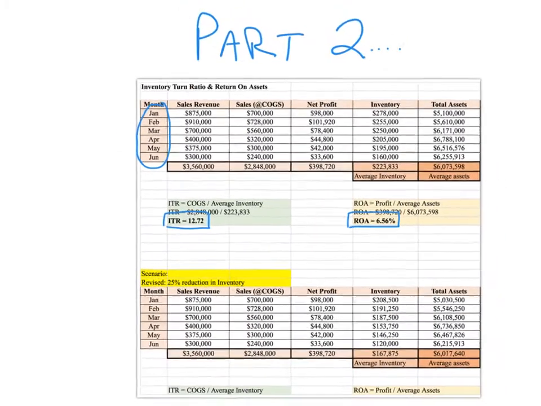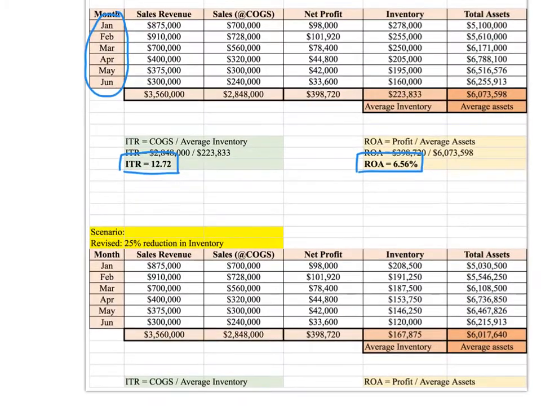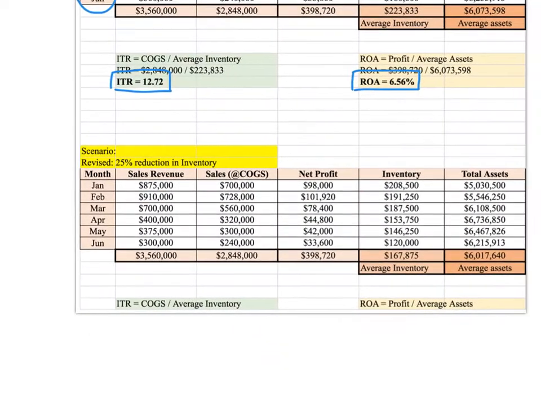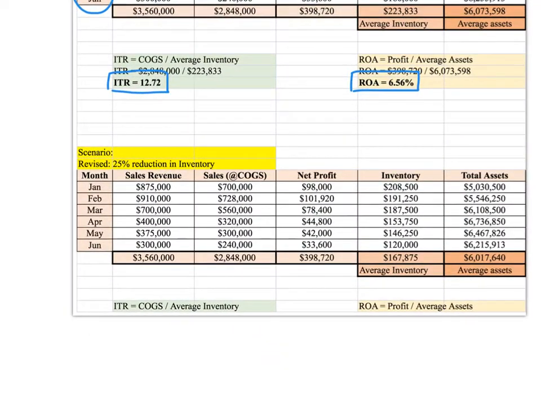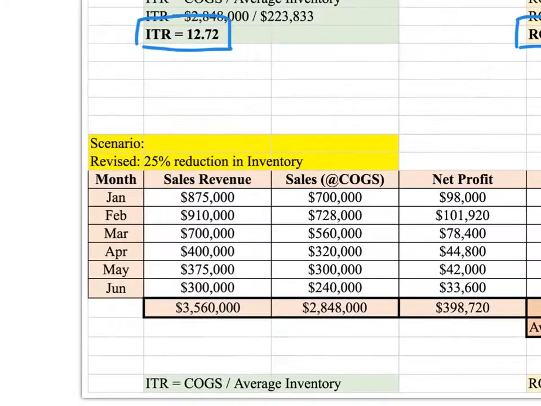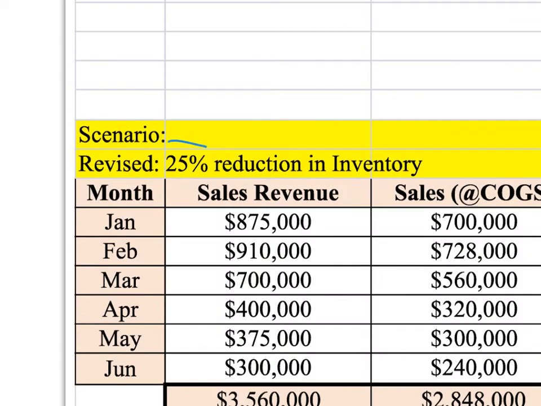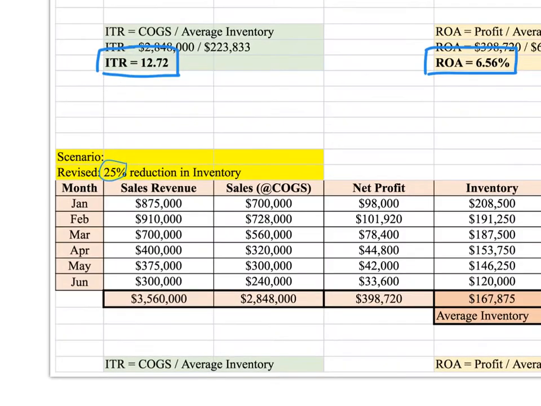In this video, we want to give you a scenario where things change, and it's important to understand what impacts what when those types of things happen. In this scenario, you have a 25% reduction in inventory, with all other things remaining the same. So we're going to reduce our inventory by 25%.